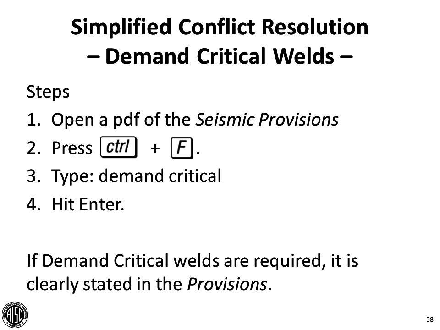So one thing that comes up sometimes at the Solutions Center is somebody will ask, the engineer says this needs to be a demand critical weld. Do these welds need to be demand critical? And they could be talking about welds of gusset plates to beams, or in any number of cases. And what I'm suggesting here is a simplified conflict resolution. When you go into the seismic provisions, our intent, just like what your intent should be when you write your contract documents, is to be clear and accurate in the information that we're providing.